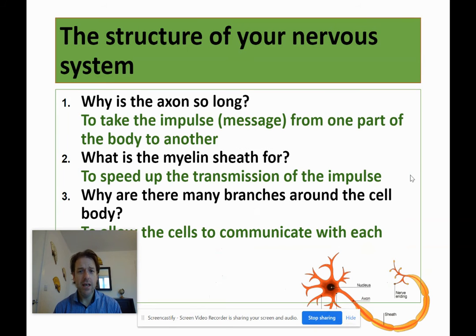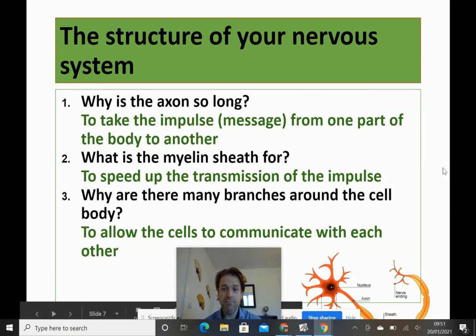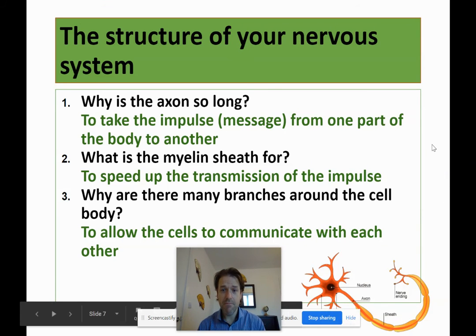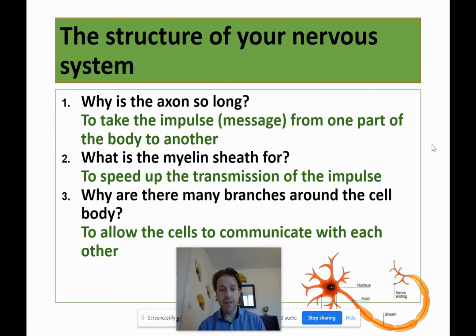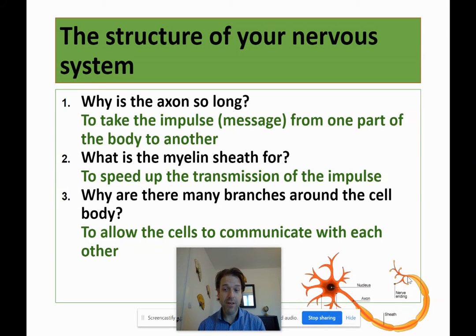The axon is so long in order to carry this message, this impulse, from one part of the body to another. In some people, their longest axon is going to be something like 1 meter long, from their big toe all the way up to their spinal cord. What is the myelin sheath for? Well, the myelin sheath is there in order to speed up. It acts like insulation, and it basically means that the message will pass much more quickly along the axon. And so that, again, helps with our reflexes and helps with our survival, stops us getting damaged.